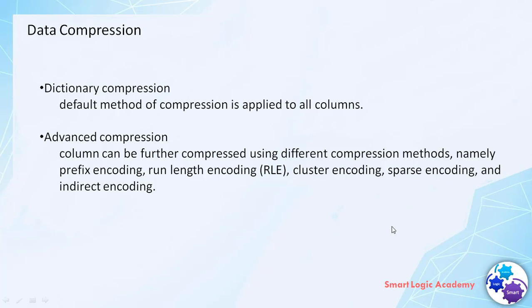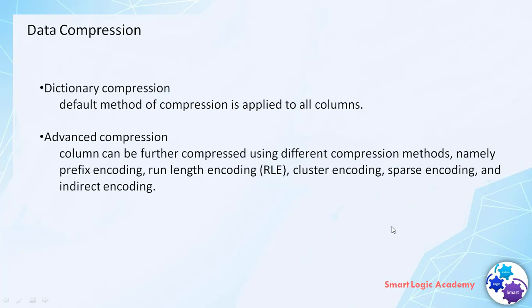Dictionary compression is the default method of compression and is applied to all the columns in a table. It involves the mapping of distinct column values to consecutive numbers, so that instead of the actual value being stored, the typically much smaller consecutive number is stored.